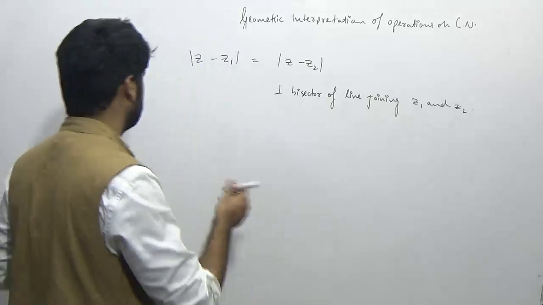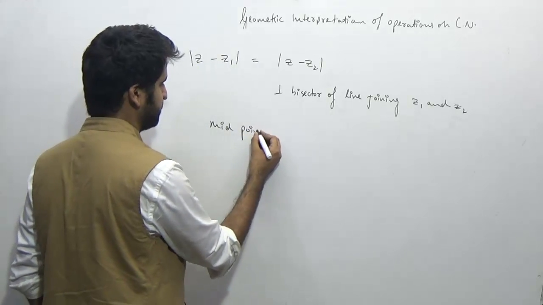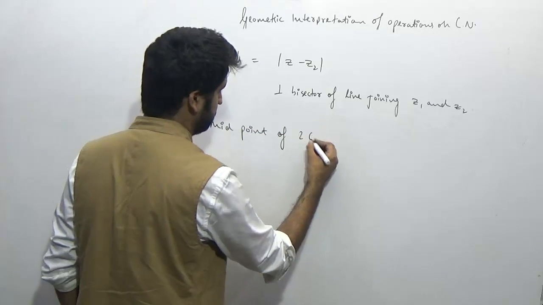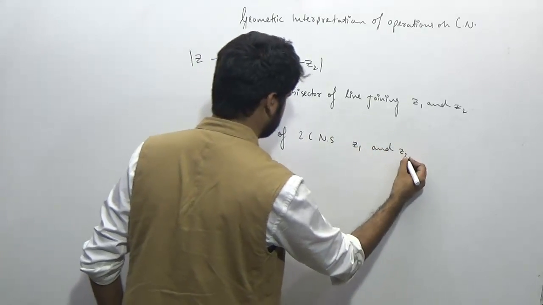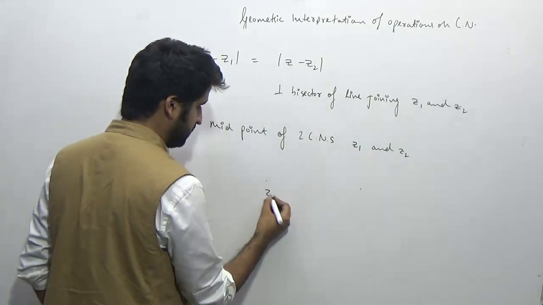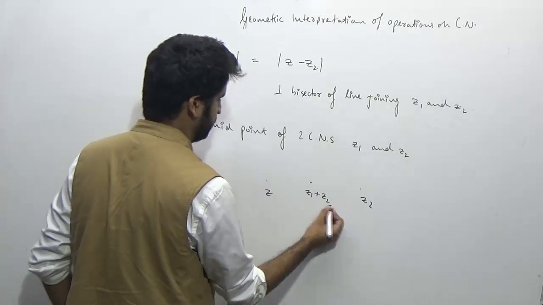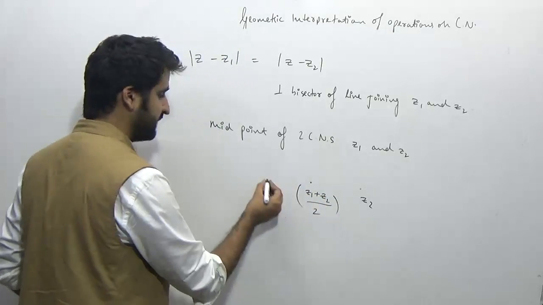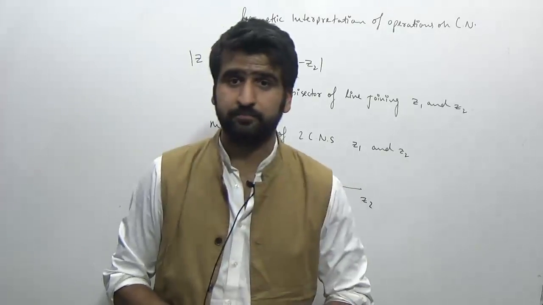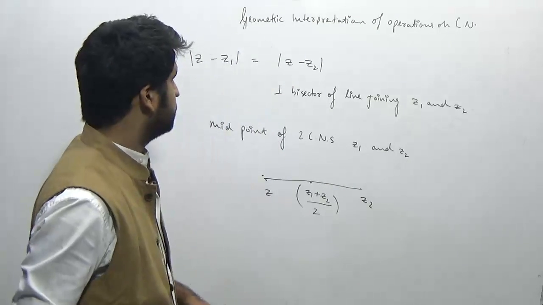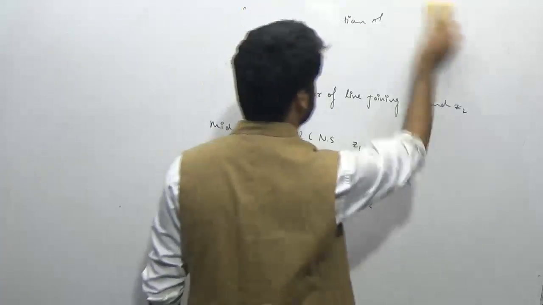Similarly, if I have to find the midpoint of two complex numbers z1 and z2, the midpoint will be equal to (z1 + z2) upon 2, by simply applying the midpoint theorem in complex numbers. So this is all about the geometrical interpretation of the operations on complex numbers.